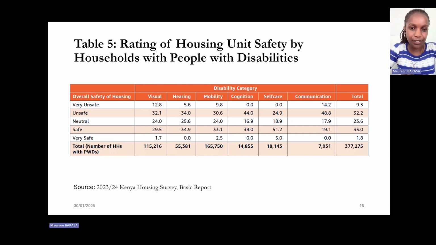The dominant disability categories were mobility, which stands at 165,750 households, and visual, that is 115,216. So this is essential for the housing supply to consider housing unit safety for the people with disabilities.